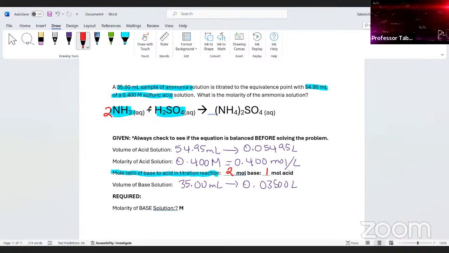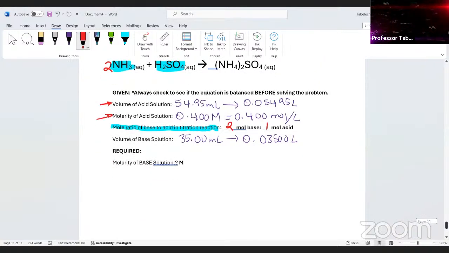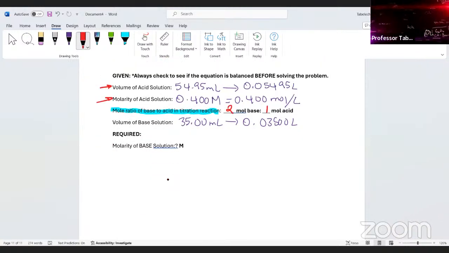Okay, good. What's required is the molarity of the base. So what two things go together? The volume of the acid and the molarity of the acid. We're giving you that. So you know what you're going to do, right? You're going to plug in the numbers that are together. So I'm going to start off with the volume of the acid, 0.05459 liters, okay, of my acid.